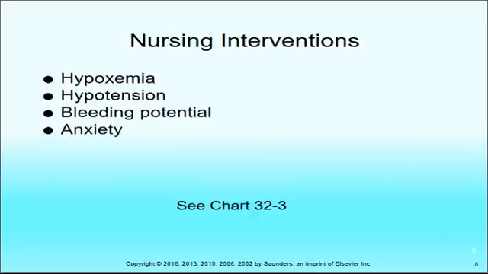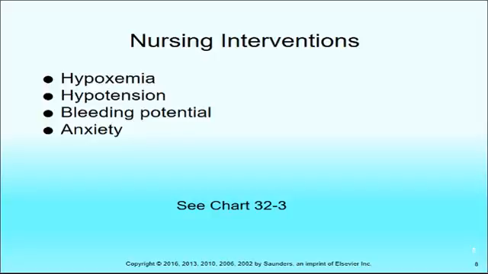Nursing interventions. What I actually listed here are nursing implications, things that can occur, what that means to the nurse, and how you're going to make decisions on your interventions. The chart is 32.3 in your text. For hypoxemia, low oxygen, you're going to give them oxygen, whether by cannula or mask. You're going to monitor the oxygen level, assess their lung sounds, and check their breathing status and rate.